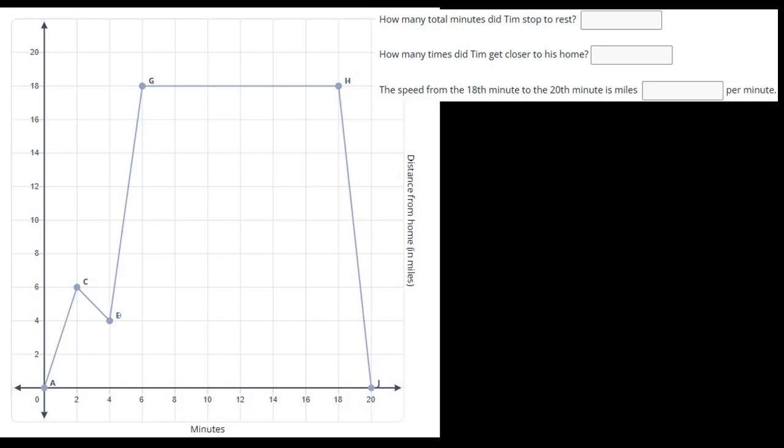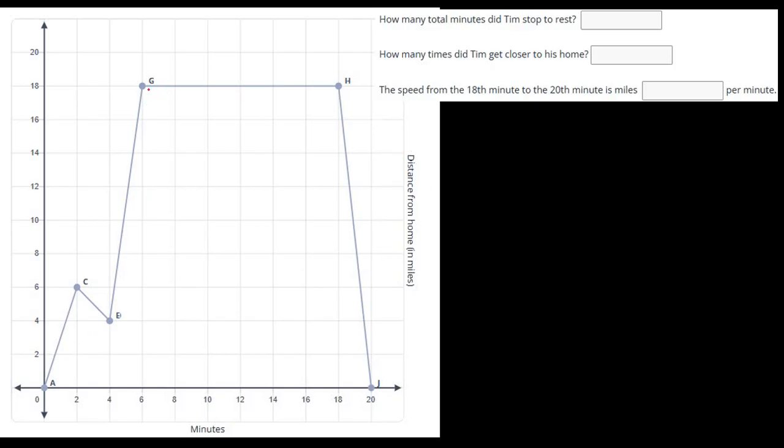And for this one, how many total minutes did Tim stop to rest? We're going to look at this graph, so just take a minute and look at this. The first one says, how many total minutes did Tim stop to rest? Well, notice on the bottom that the squares are counted up by 2, which is going to be important. Tim is riding his bike or something, and this is his distance from home.